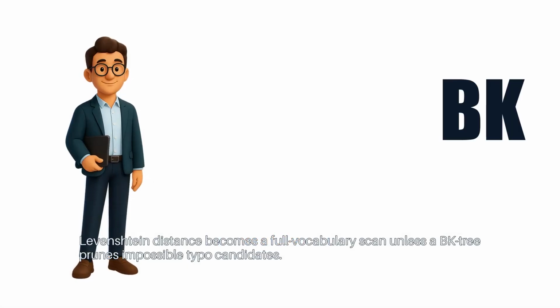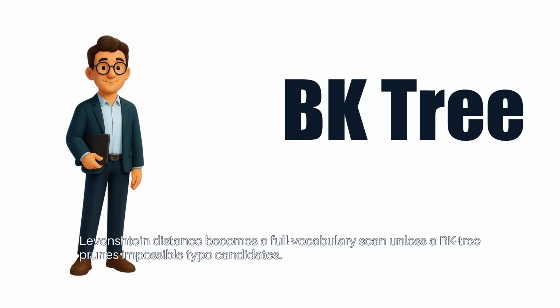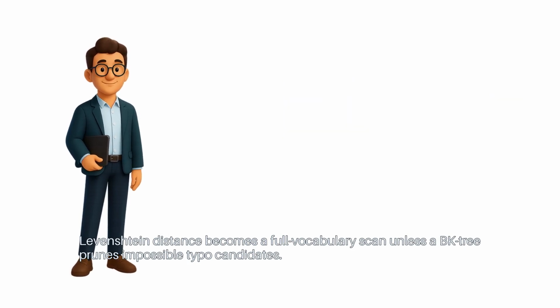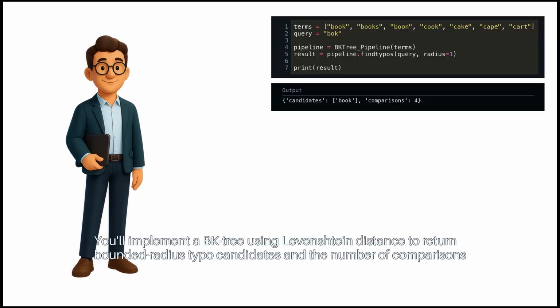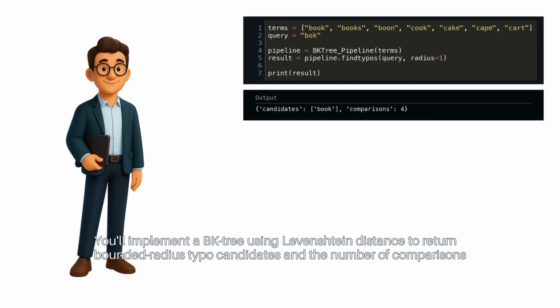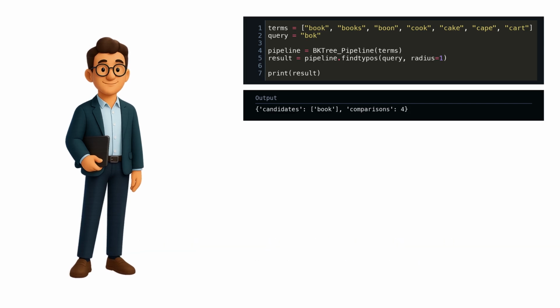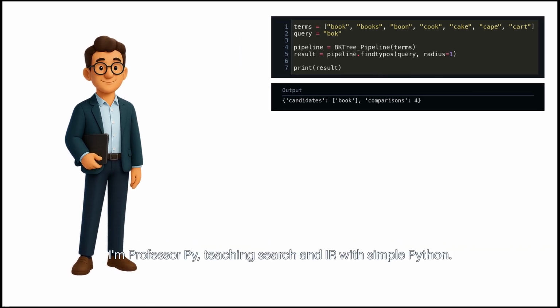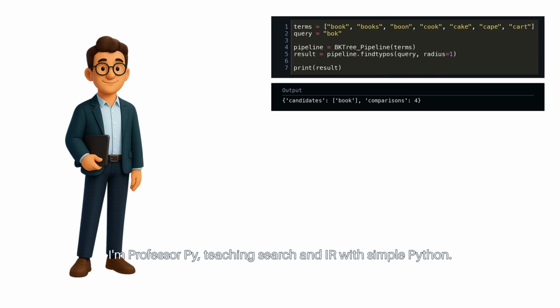Levenshtein distance becomes a full vocabulary scan, unless a BK tree prunes impossible typo candidates. You'll implement a BK tree using Levenshtein distance to return bounded radius typo candidates and the number of comparisons performed. I'm Professor Pi, teaching search and IR with simple Python.